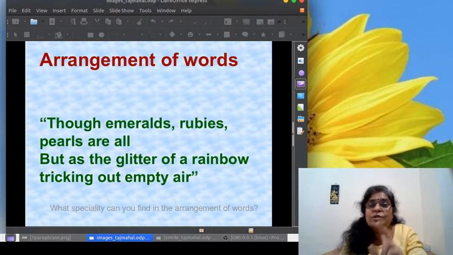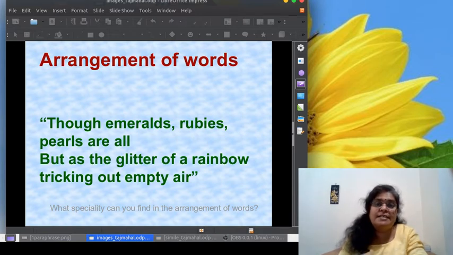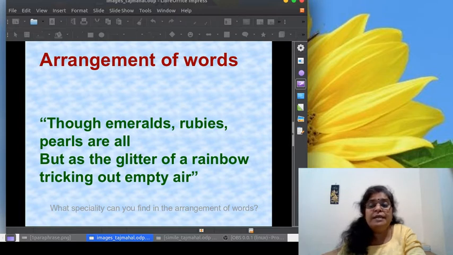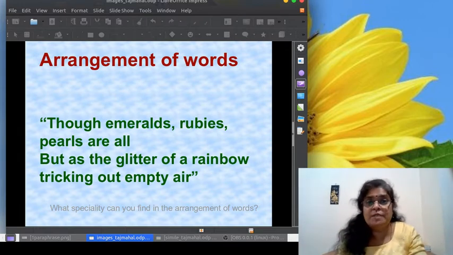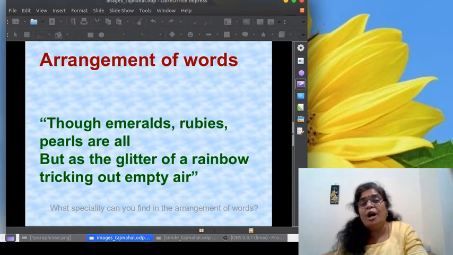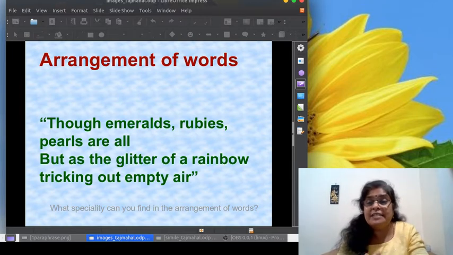Diction has two parts. First is the arrangement of words. Look at these lines. Though emeralds, rubies, pearls are old, but as the glitter of a rainbow, tricking out empty air. Really, the sentence is, emeralds, rubies, pearls are as the glitter of a rainbow, tricking out empty air. This is the correct sentence in prose. But listen here, how Tagore has used these words.